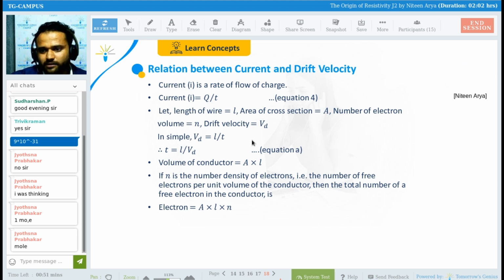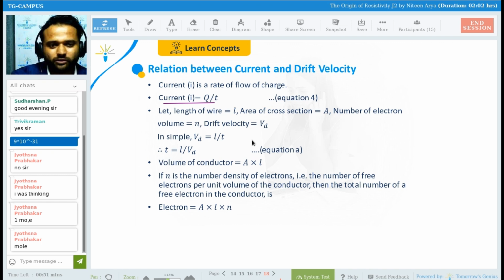So that is a very easy relation, but an important one once again. Starting from the very basic, as we know, current I is defined as Q by T. So this is your current. Let the length of a wire be L, area of cross section A, number of electrons per unit volume n, and drift velocity Vd.